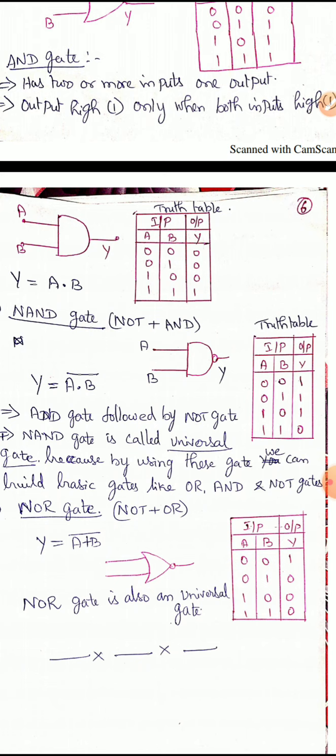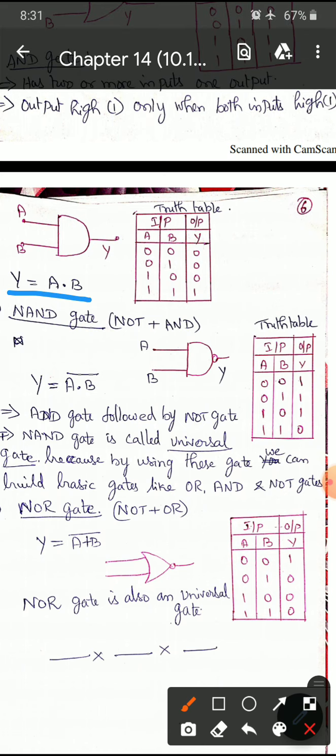Here we are giving 2 inputs, A and B, and the output will be Y. With 2 or more inputs, the output will be only 1. Here we can go for the truth table. First we can see this formula: Y is equal to A dot B, that is, the output will be the multiplication of the 2 inputs.